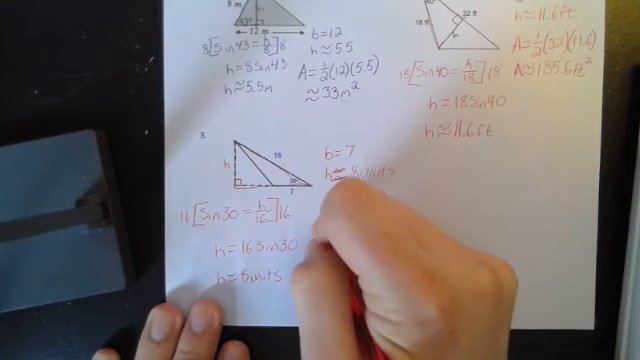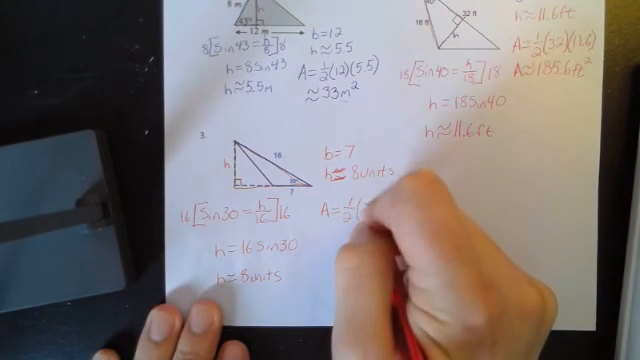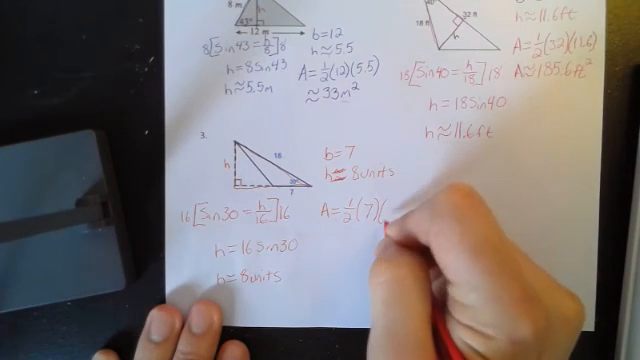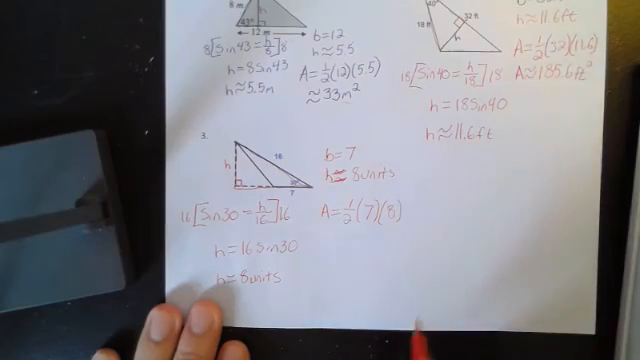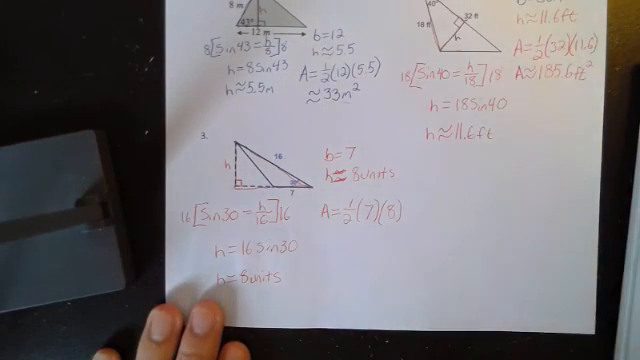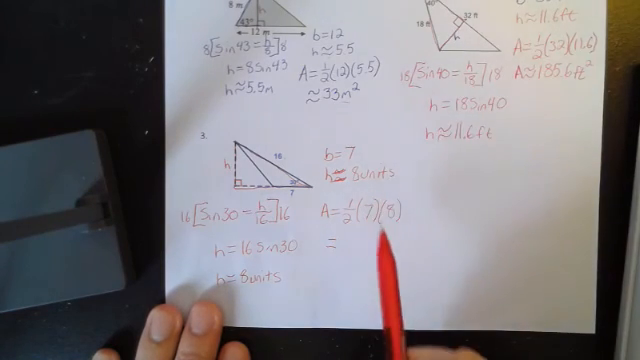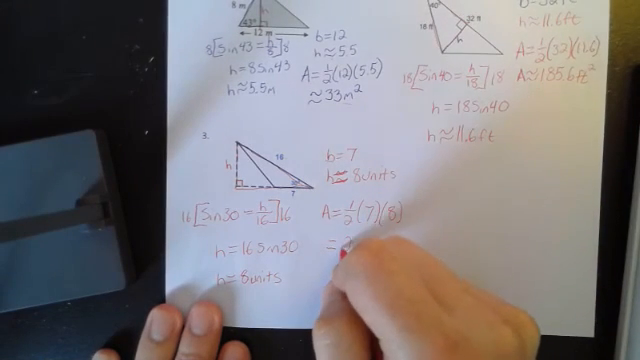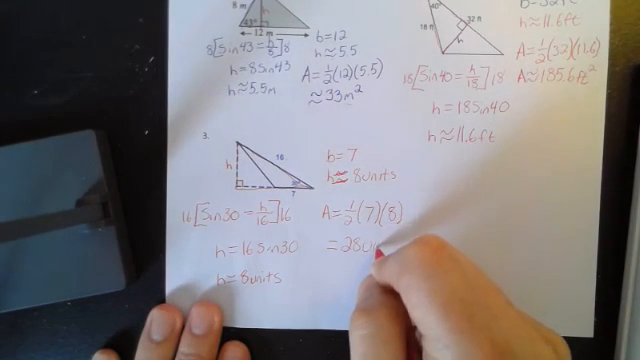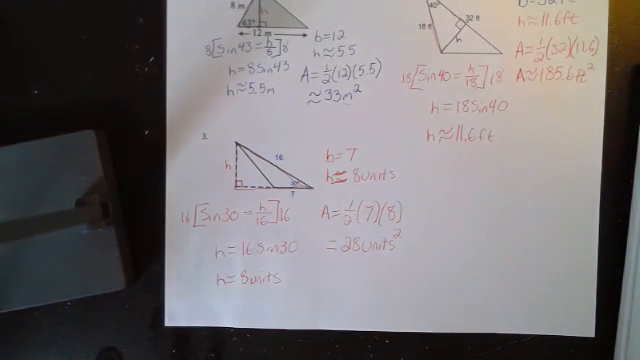Now let's find our area. So our area is equal to 1/2 the base, which is 7, times our height, which is 8. Now this one, we don't even need a calculator for. We can just multiply straight out. So we get the area is equal to 7 times 8 is 56, divided by 2 is 28 units squared. All right, that's everything with area of a triangle using trigonometry.